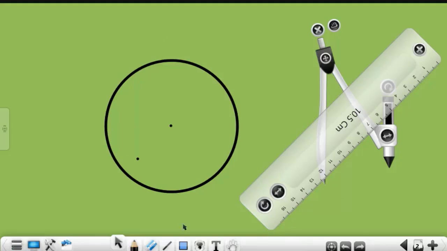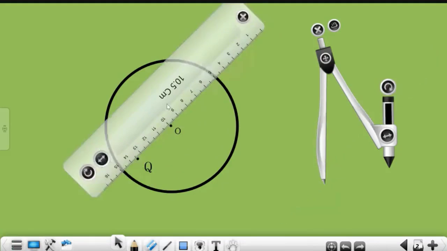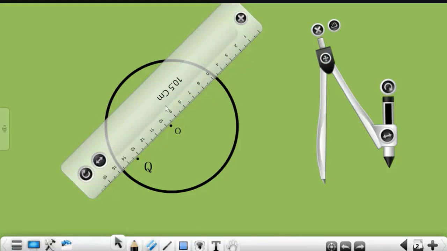So for this one, I just follow the questions from the textbook. Given the point O and point Q in the circle, we want to construct a diameter that passes through the point Q and the O. So just very simple. You just connect using the ruler.